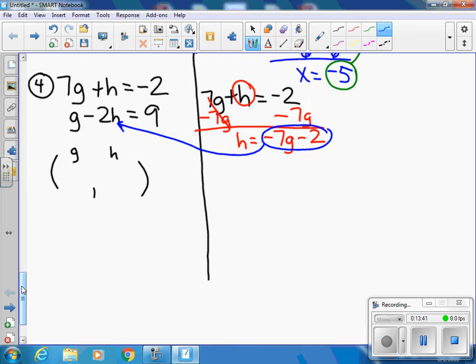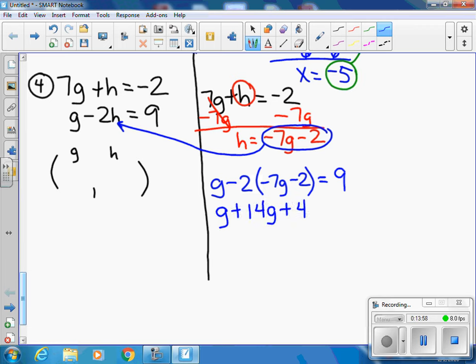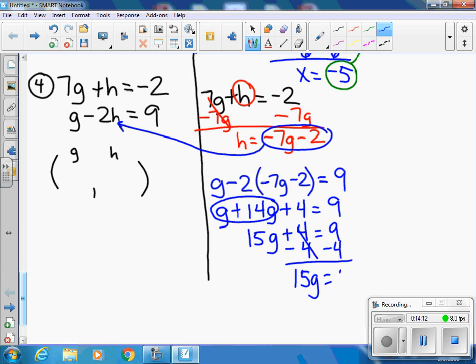You will now have g minus 2 parentheses negative 7g minus 2 that you insert, equals 9. Okay, and again, we'll have to distribute. So we're distributing a negative 2. Be very careful about your signs. So this becomes g plus 14g plus 4 equals 9. Combine your like terms. 1g plus 14g is 15g plus 4 equals 9. Subtract your 4. So you end up with 15g equals 5.